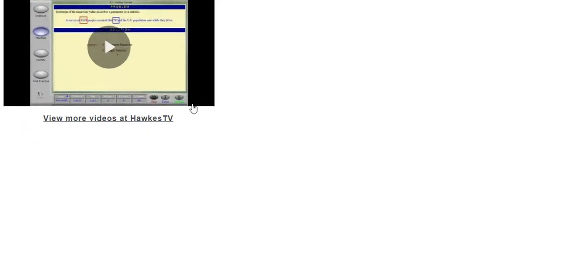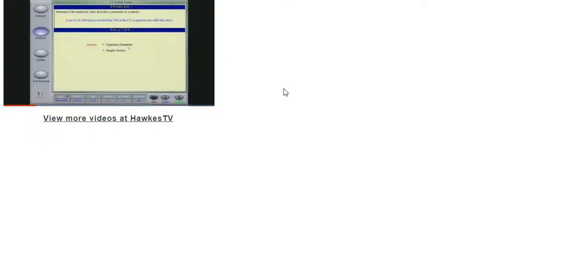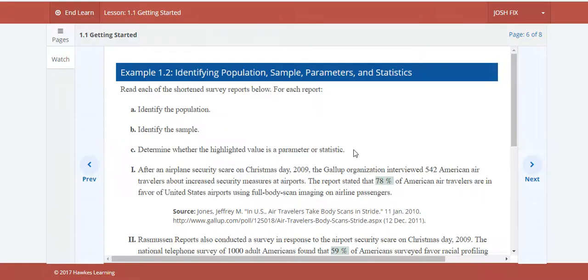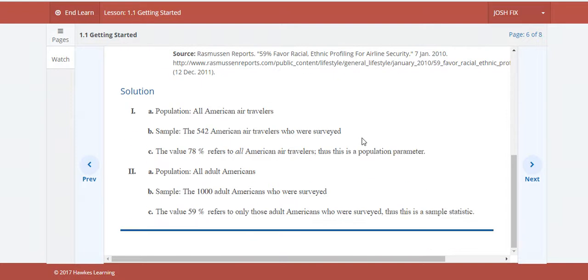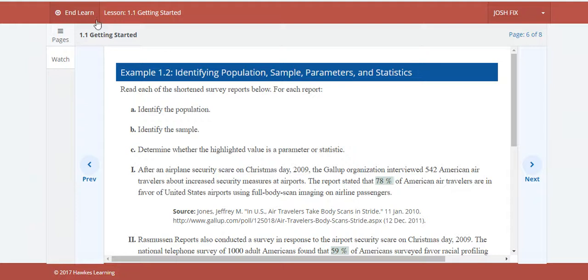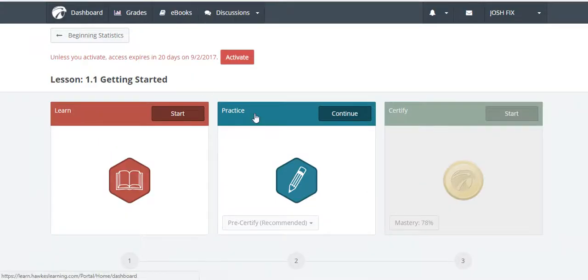So when we go to Watch, we'll get more specific about how we're going to utilize that in the next video, but for now, like I said, just go play around with this. You can go into Learn and see what's going on here, and when you're done with Learn, you can end when you're ready, and then you can go to Practice.